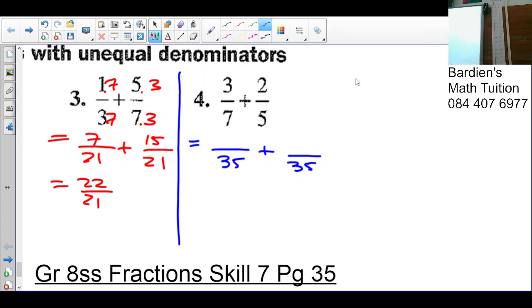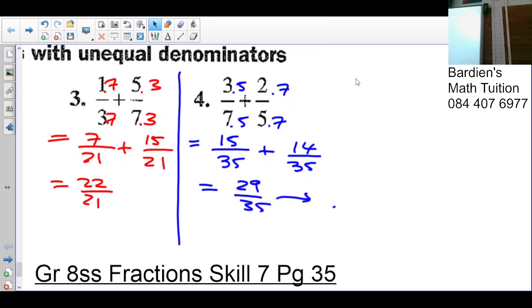So 7 multiplied by what is 35? Am I going too fast? No. Okay. 5 multiplied by what is 35? 7. What's 3 times 5? 15 plus 14. What's 15 plus 14? 29 over 35. Do you guys understand?